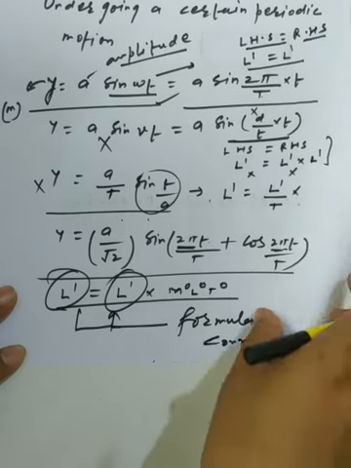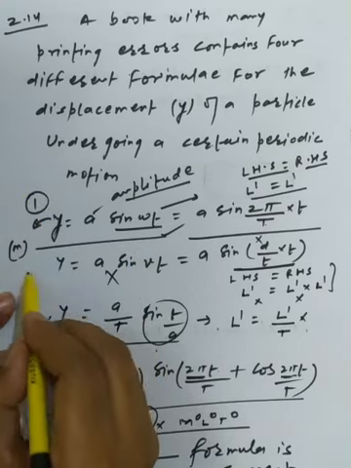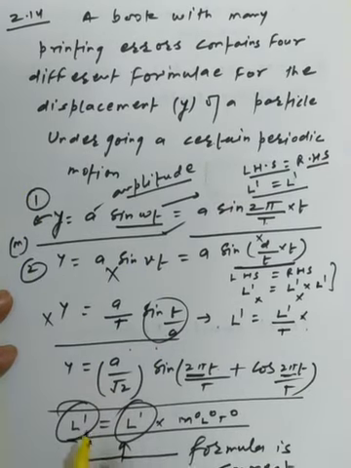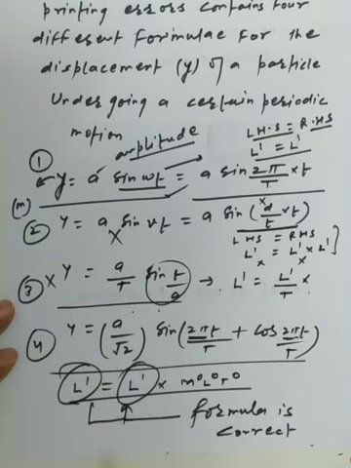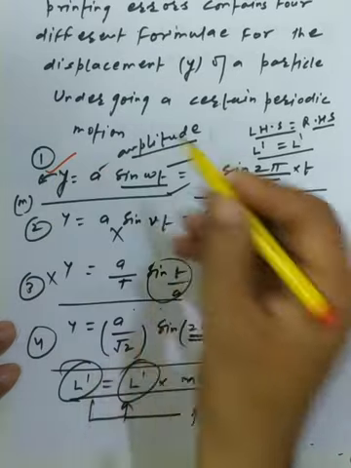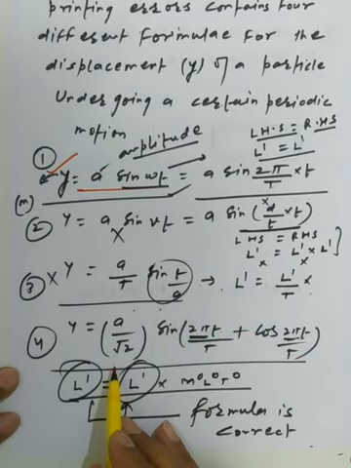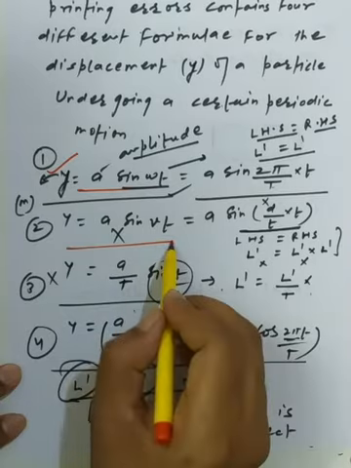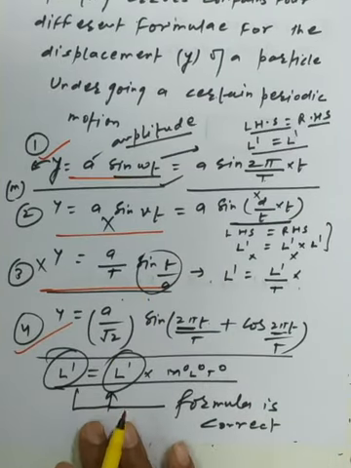So in this portion we have four formulas: formula number 1, formula number 2, formula number 3, and formula number 4. Formula number 1 is correct. This is the standard equation of particle displacement in SHM. The second is wrong, the third is wrong, and the fourth equation is correct. This is given in the NCERT.